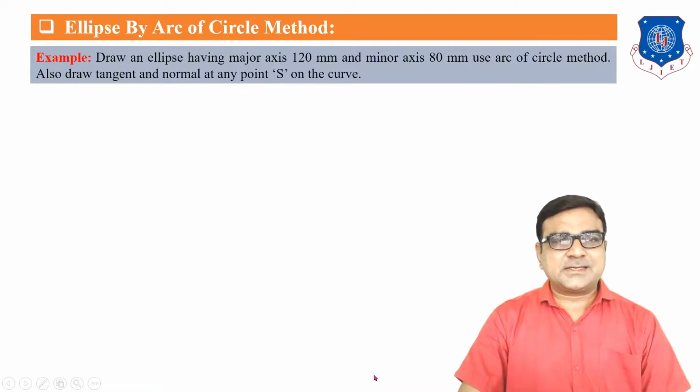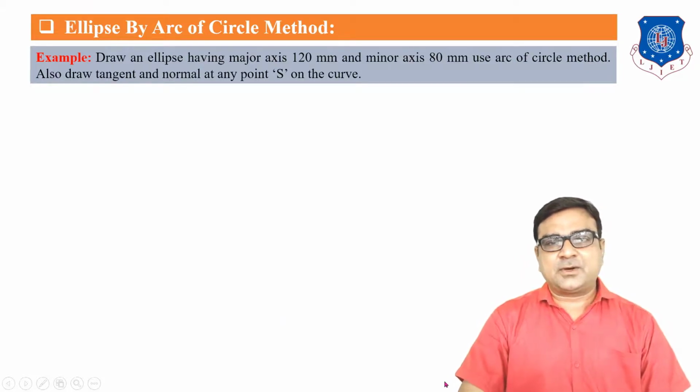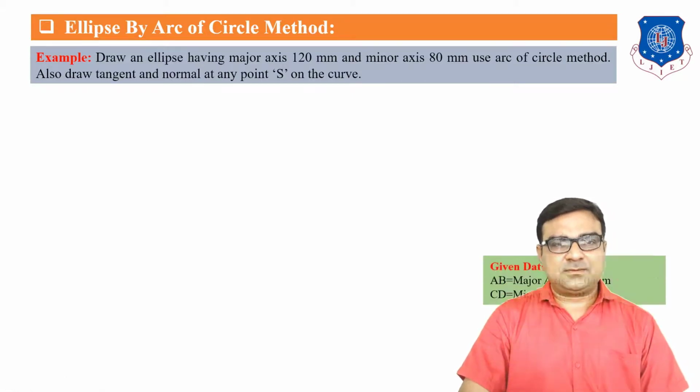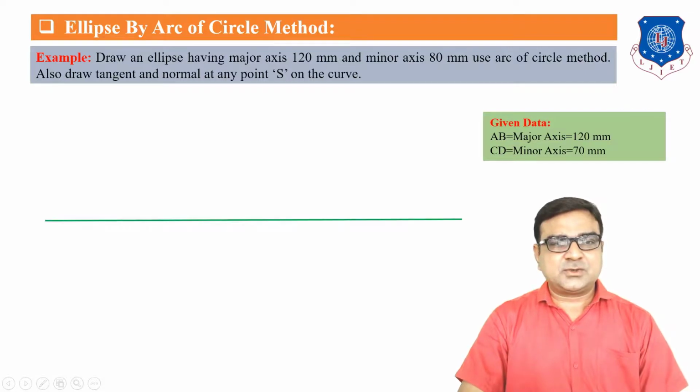Now, the last method of this video is the arc of circle method. Draw an ellipse having major axis 120 mm and minor axis 80 mm. Use the arc of circle method. Also draw the tangent and normal at any point on the curve. So your major axis and minor axis are given. So draw one major axis AB 120 and minor axis 80.